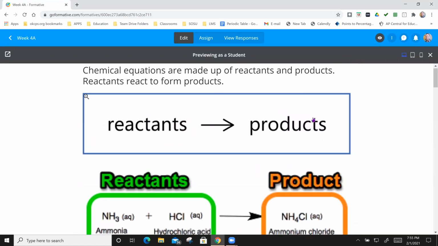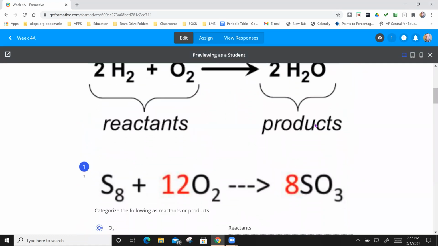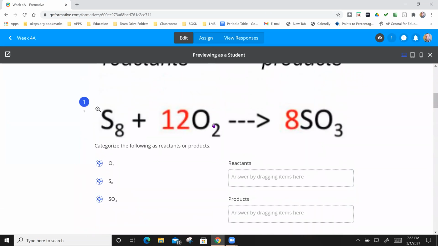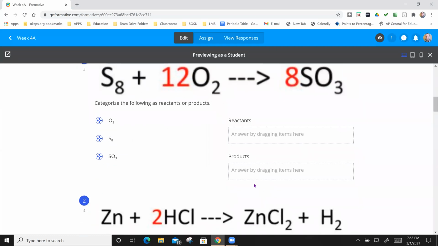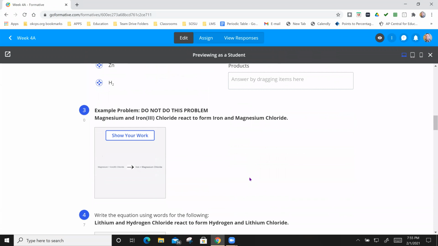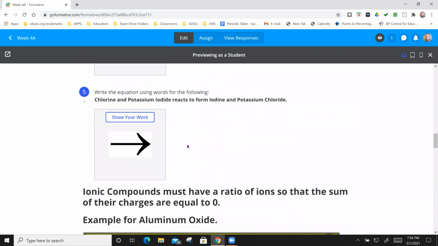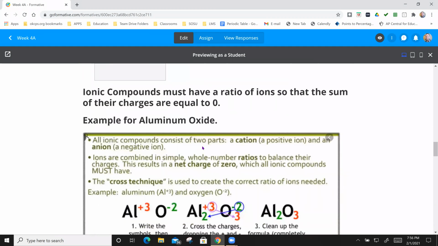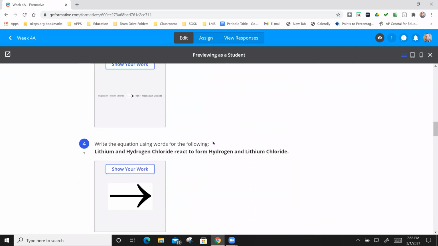So the next thing that you need to look at is the assignment. And here, in questions 1 and 2, I just asked you to identify the reactants and products. And all you have to do is slide the reactants over to reactants and products over to products. And that's the same thing with number 2. And then as far as number 4 and 5, I want you to write an equation.